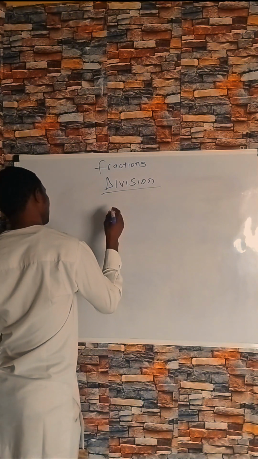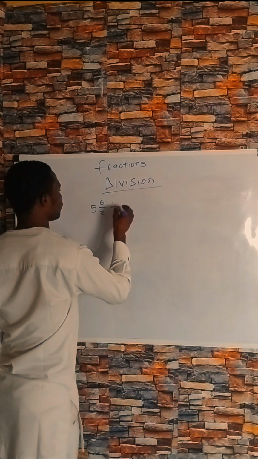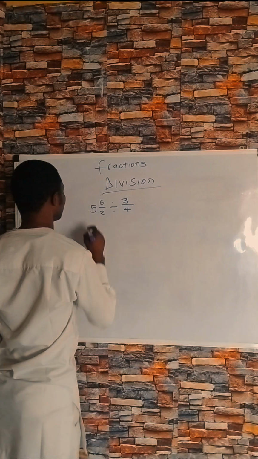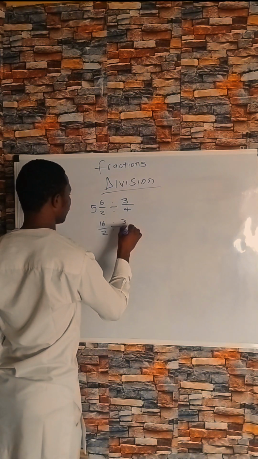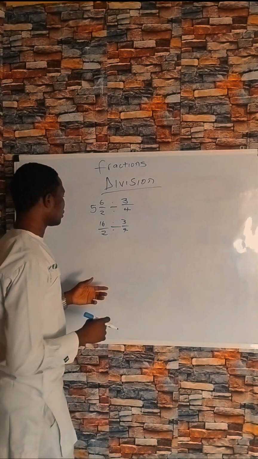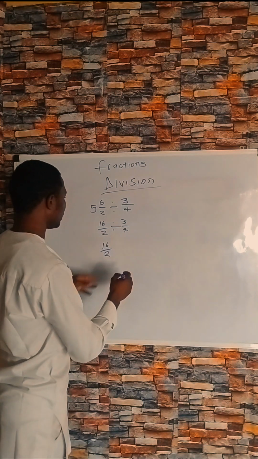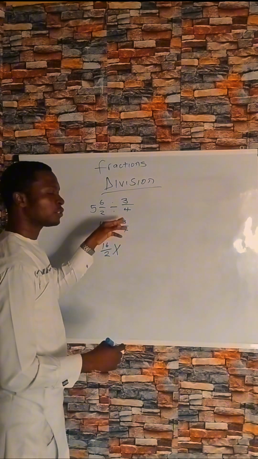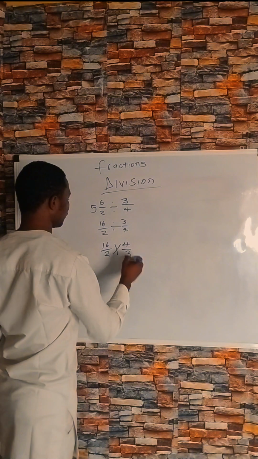For instance, let's take 5 whole number 6 over 2 divided by 3 whole number 3 over 4, sorry. So this will be 2 times 5 is 10 plus 6 is 16 over 2 divided by 3 over 4. So what you do here is apply the keep, flip, change method. You keep this side, 16 over 2. Change this division sign to multiplication and then flip this one upside down, which is 4, it will become 4 over 3.